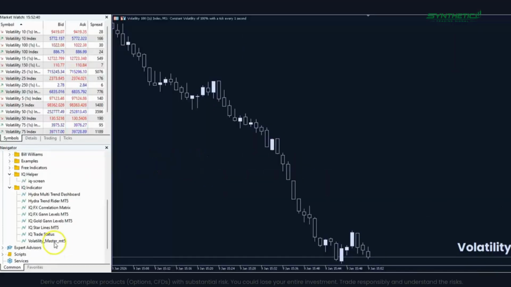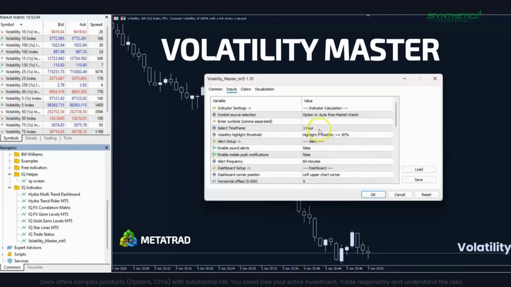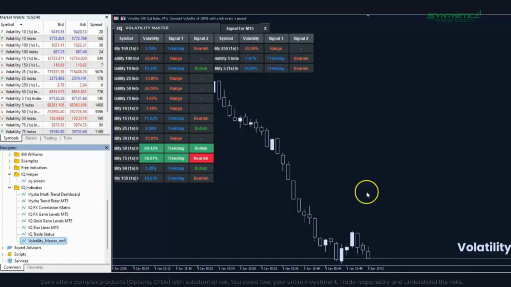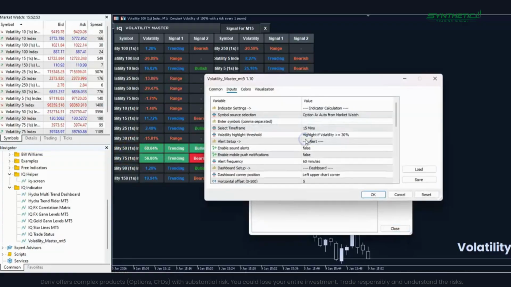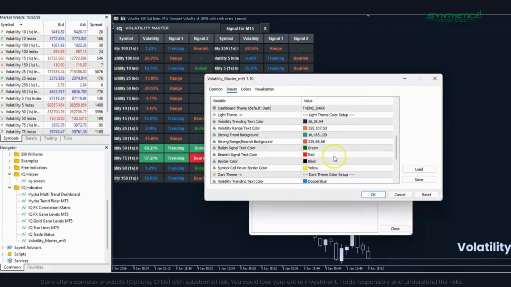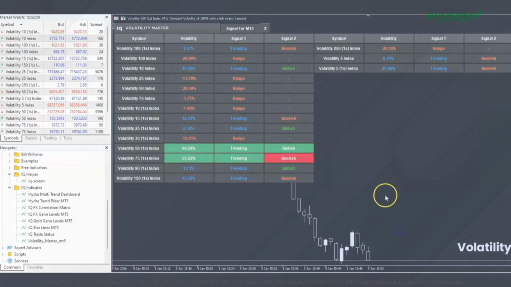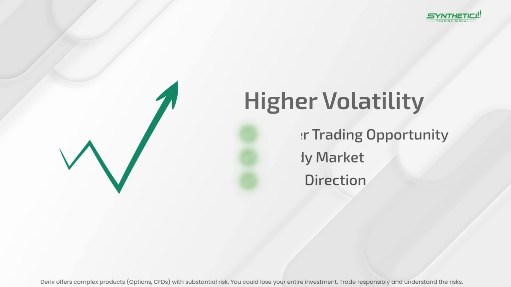On this chart, I will add a custom indicator called Volatility Master, available on MetaTrader. This indicator helps us quickly detect which symbols are currently having high volatility, making them suitable for trading. This Volatility Master indicator highlights symbols that have more than 30% volatility. Higher volatility means better trading opportunities, as the market tends to move faster and develop cleaner trends.